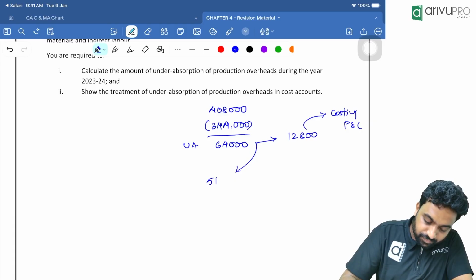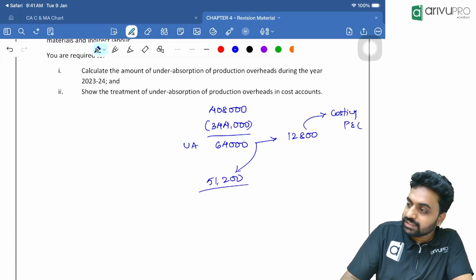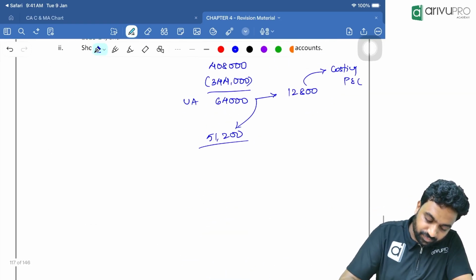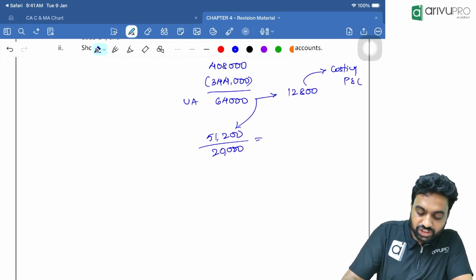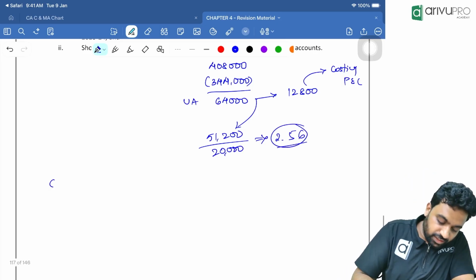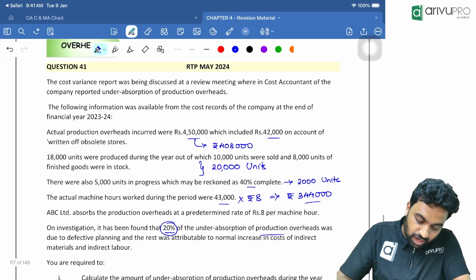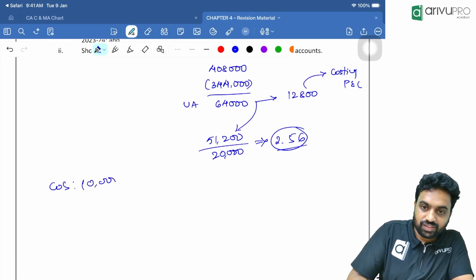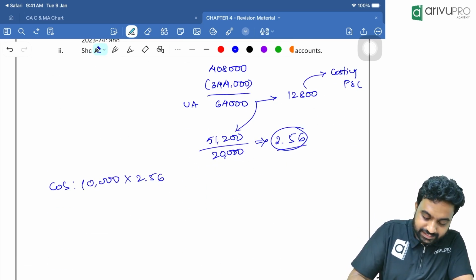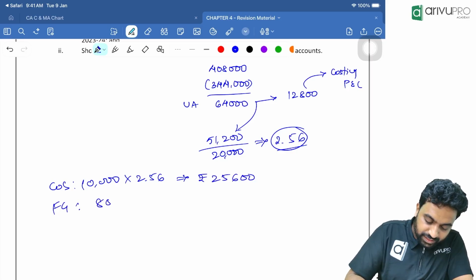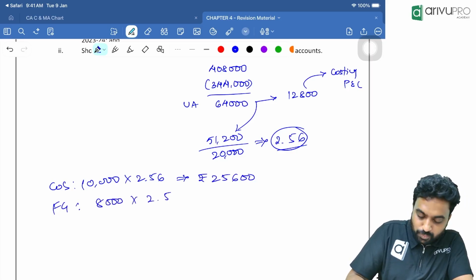The remaining 51,200, we have to calculate the supplementary rate. Units, somewhere I wrote already, 20,000. Correct? So per unit how much? 2.56. To cost of sales, how many units were sold? 10,000 were sold. 10,000 into 2.56, rupees 25,600. Finished goods, 8,000 units are still with us, 2.56.